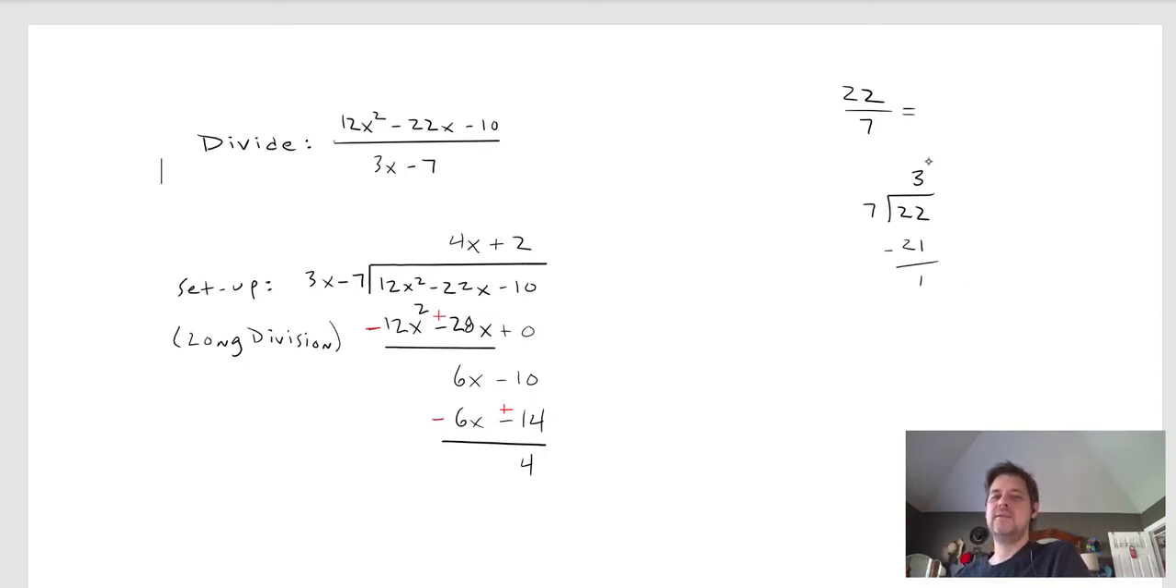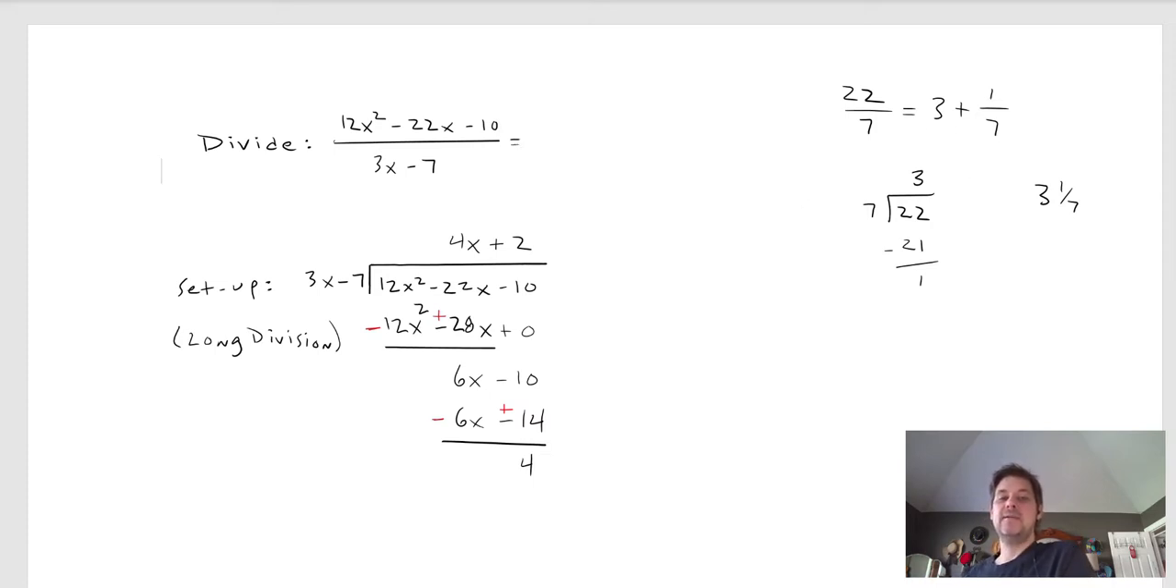The answer is this number, which is called the quotient, plus this number, which is the remainder, over this number, which is called the divisor. So 22 over 7 is the mixed number 3 and 1/7, you could say, okay? 3 and 1/7, like a mixed number, there's an implied plus there. It literally means 3 plus 1/7, okay?